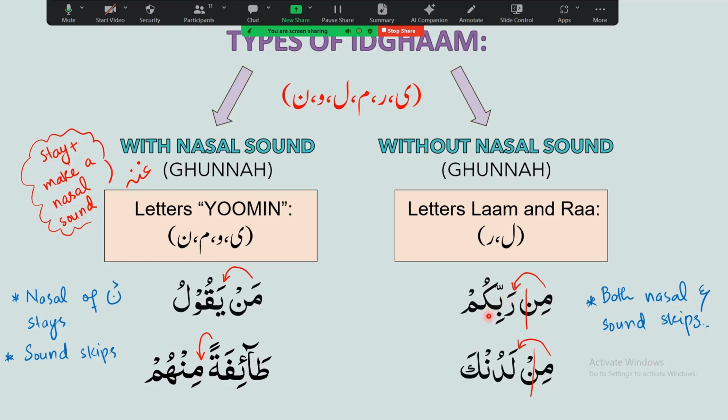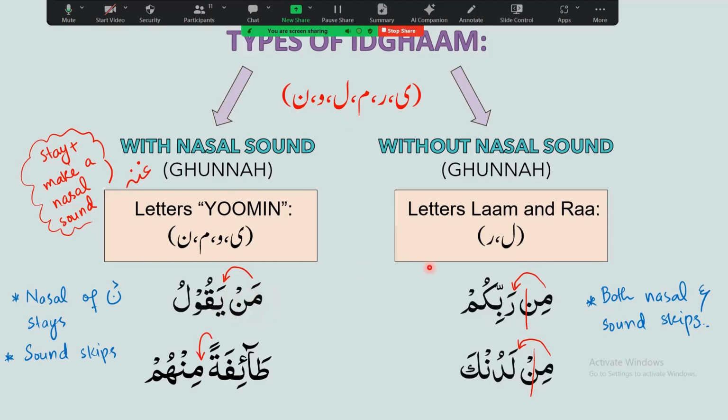mirrabbikum, right? But in this rule, after noon sakin there is the letter ya here, which is from these four letters ya, waw, mim, noon of your yarmaloon letters. So the same way, we also assimilate the sound of the noon letter into the ya letter, and we say may, and we skip the noon, may yaqulu.